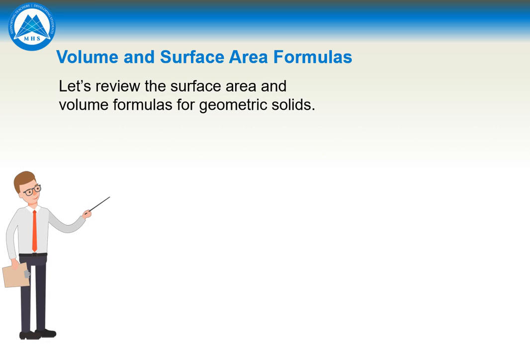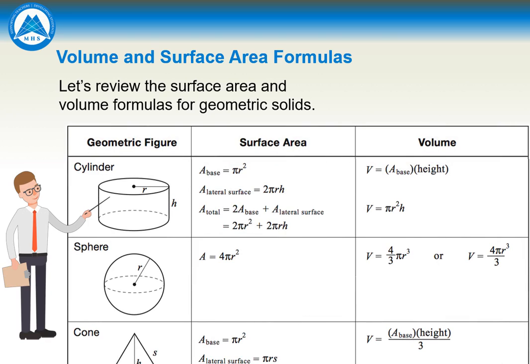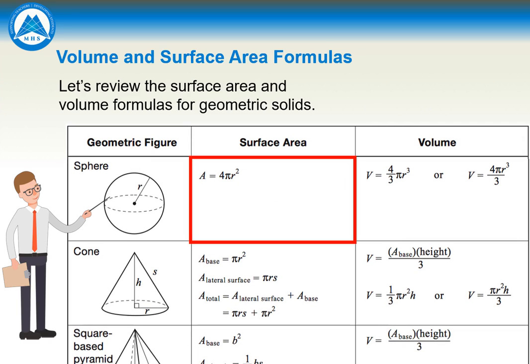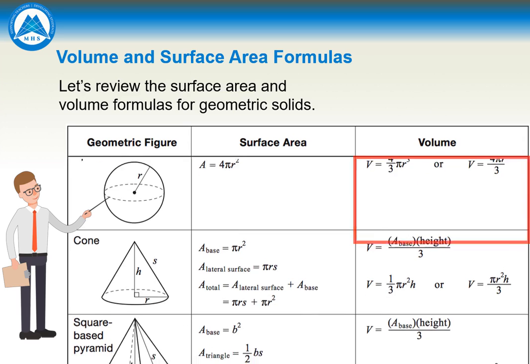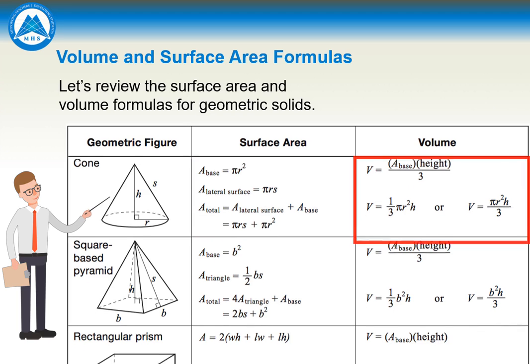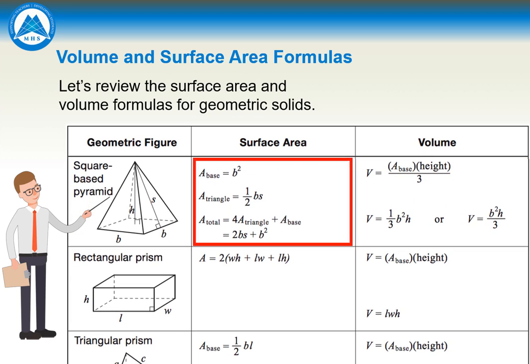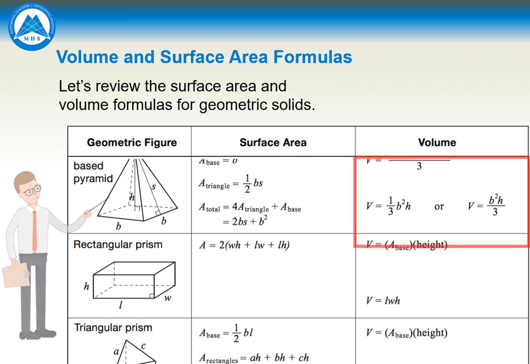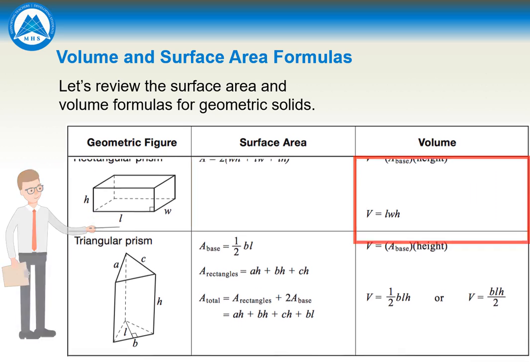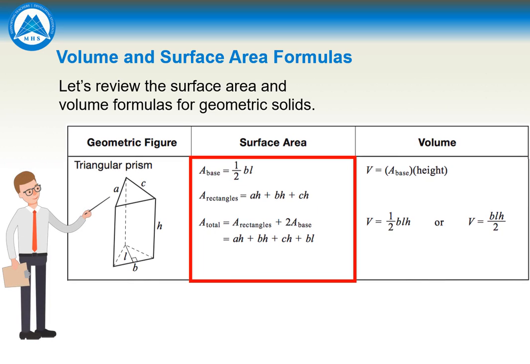Let's review the surface area and volume formulas for geometric solids. For a cylinder, here's the surface area of the base, lateral surface, and total. The volume. For a sphere, here's the surface area and volume formulas. And for a cone. For a square-based pyramid. For the rectangular prism. And for a triangular prism.